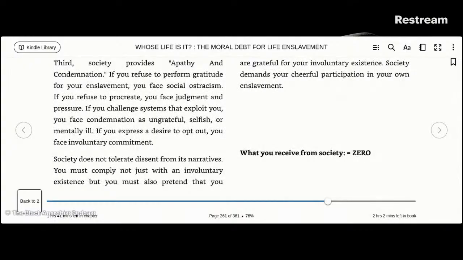Third, society provides apathy and condemnation. If you refuse to perform gratitude for your enslavement, you face social ostracism. If you refuse to procreate, you face judgment and pressure. If you challenge systems that exploit you, you face condemnation as ungrateful, selfish, or mentally ill. If you express a desire to opt out, you face involuntary commitment. Society does not tolerate dissent from its narratives. You must comply not just with an involuntary existence, but you must also pretend that you are grateful for your involuntary existence. Society demands your cheerful participation in your own enslavement. What you receive from society, zero.